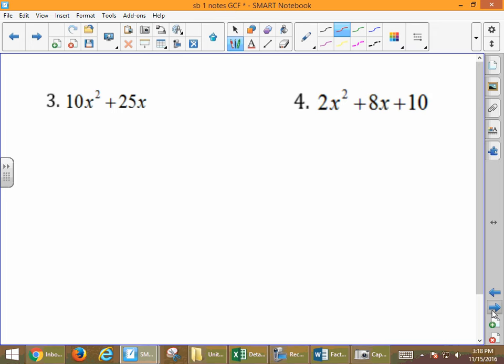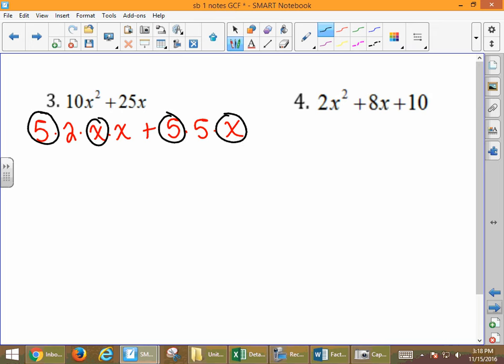Example number 3. We need to look for the greatest common factor of 10 and 25, but we also need to look for the greatest common factor between the x squared and the x. And I want to write these out again. 10 is 5 times 2, and x squared is x times x. 25 is 5 times 5 times x. And as we look back at that, what we see that's in common in both, we see a 5 that's in both, and we see an x that's in common in both.